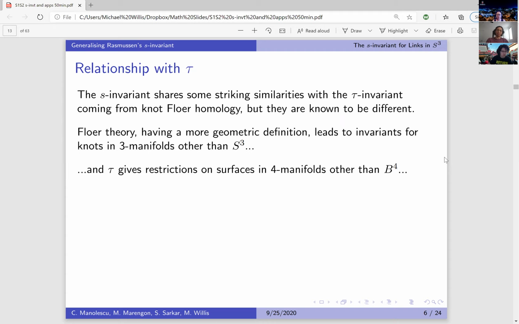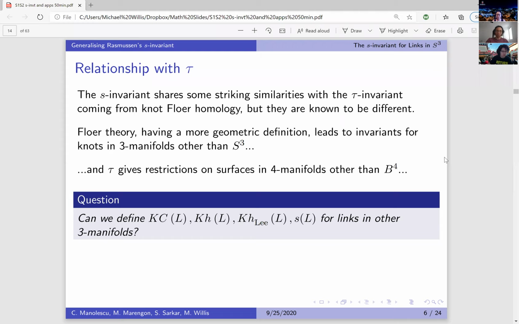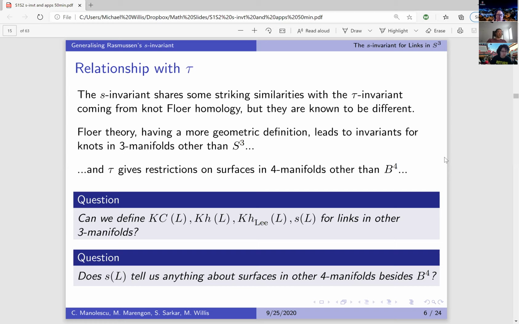So the big question, and there's lots of progress made on this question, the natural question is, can you define a suitable generalization of all these things, Khovanov homology, Lee homology, and the s-invariant, for links in any three manifold, right? At least some other three manifolds. And along these lines, but a slightly different question, is: even if the s-invariant is just for links in S3, can it tell you something about surfaces in other four manifolds besides the four ball, right? And if you combine these questions and you have an s-invariant for links in other three manifolds, maybe it can tell you things about surfaces in lots of different four manifolds, right? That's the overriding hope, and there are lots of people who have done lots of good work answering these questions in various ways.